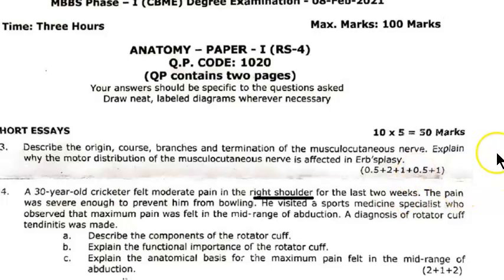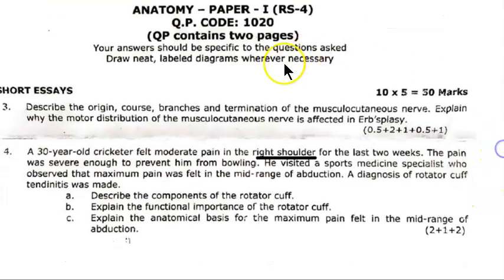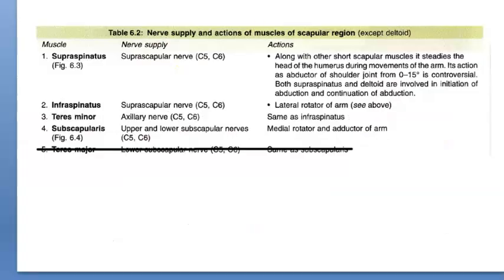Look at the question here. What are they saying? First question, describe the components of rotator cuff. We have done it, 2 marks. You got it. Functional importance. Let's look at that now. What will these help in? Rotation of arm. That's why it is called rotator cuff muscles, right?